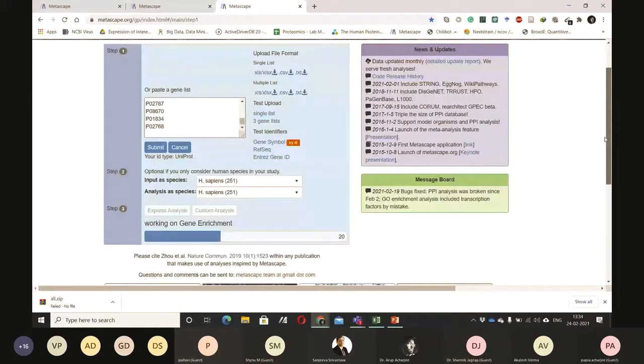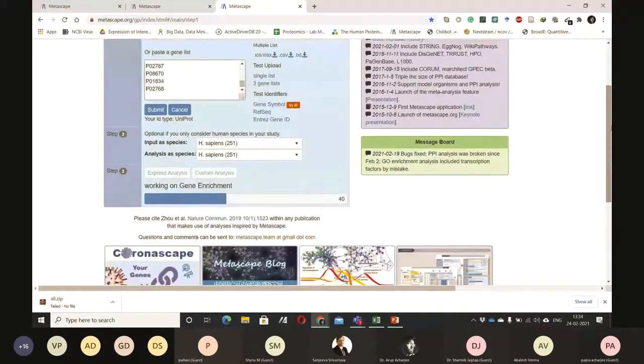If you see, it says working on ID conversion, working on gene enrichment. It's a server-based program, so it will take some time, and it also depends on the length of your input list. In enrichment studies, if you use a very short input list, you won't get anything significant, because your statistical power is reduced. If you just put in 2 proteins, you will come up with 0 results. So basically, these are for high throughput data.